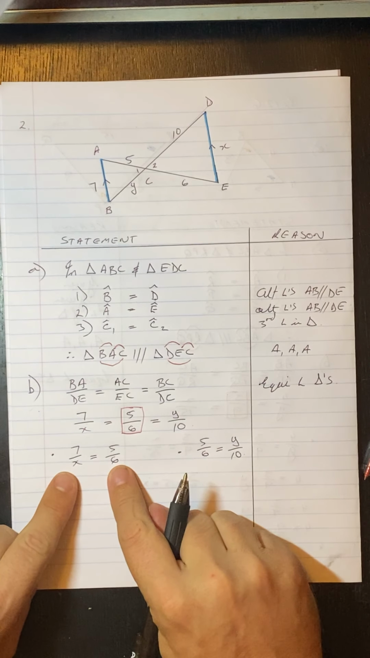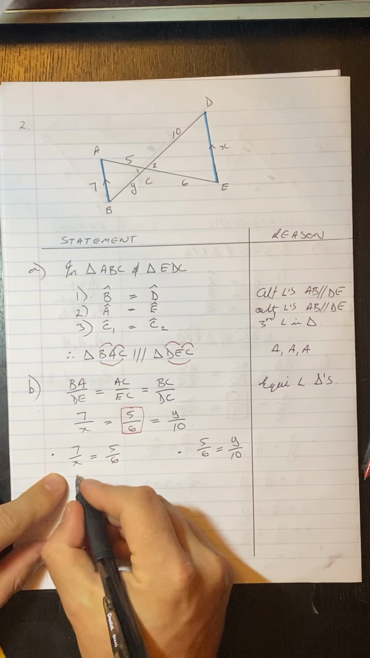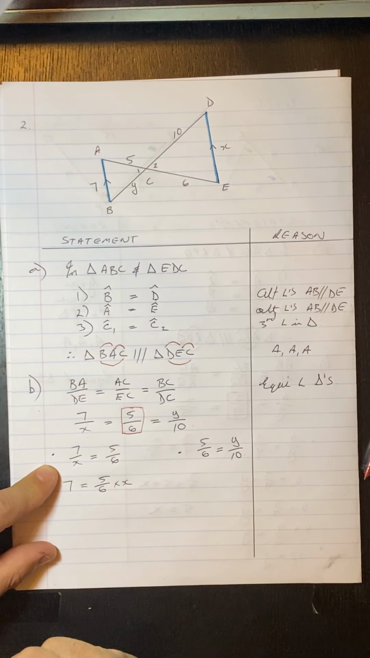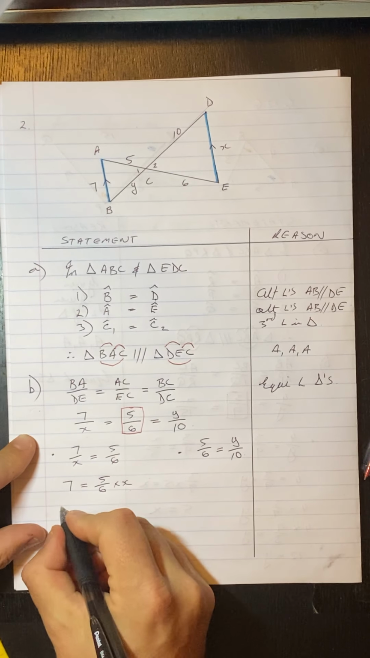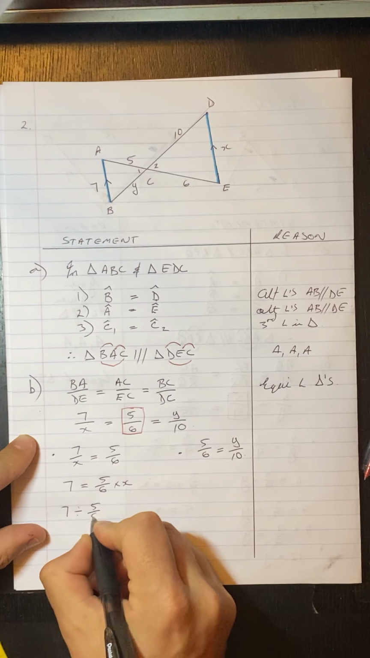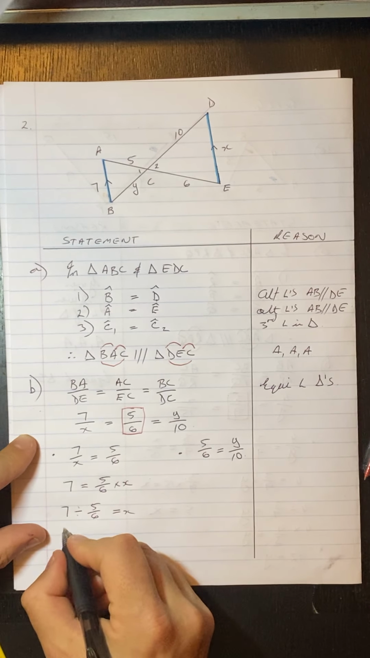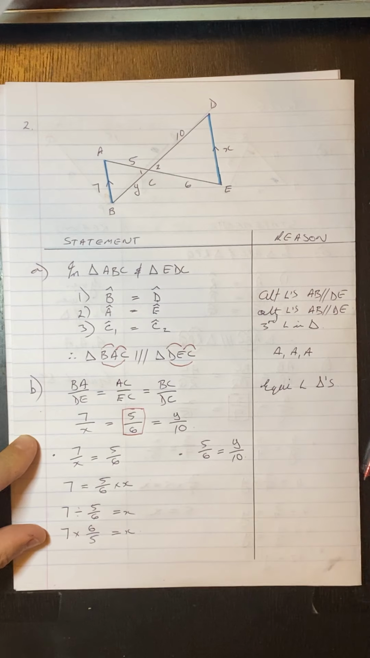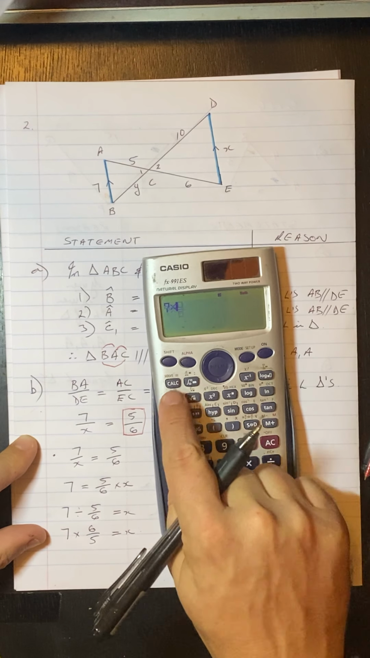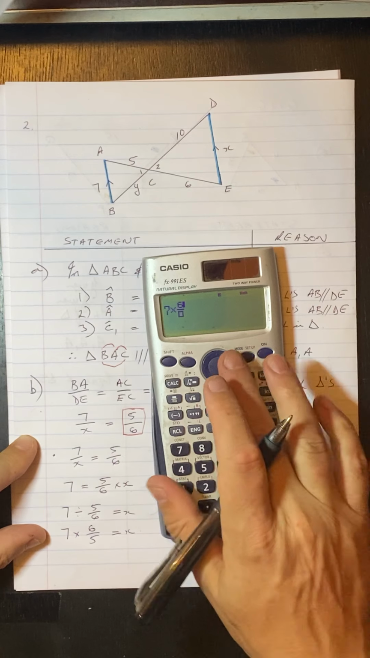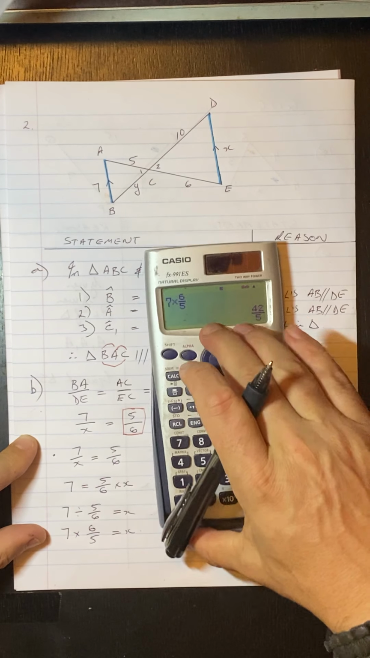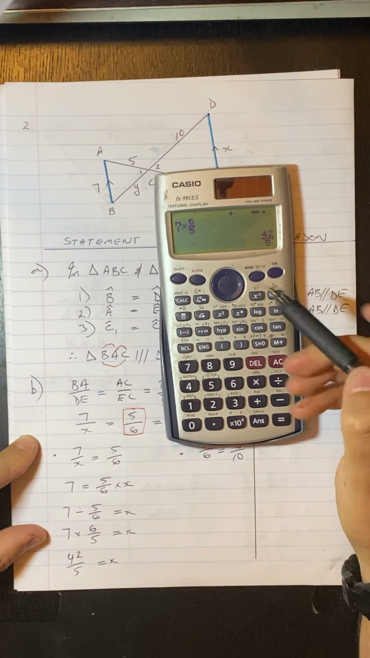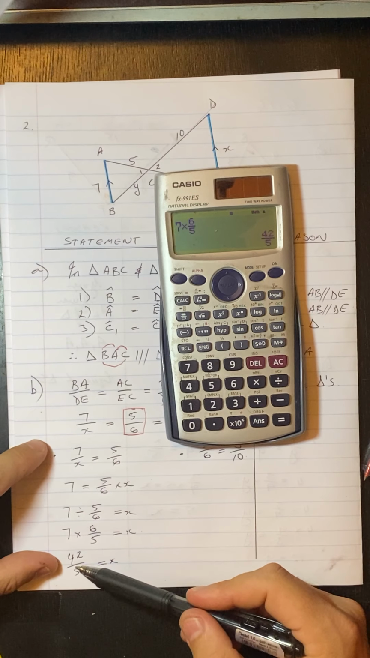Okay, let's have a look at this one first. I'm going to multiply up by the X. So we get 7 is equal to 5 over 6 times X. I'm going to divide by the 5 over 6. So we get 7 divided by 5 over 6 equals X. Just tip and times that. You can punch that on the calculator now. So 7 times 6 over 5, and you get 42 over 5 equals X. Now grade 9s, don't worry if you're getting a fraction as an answer.